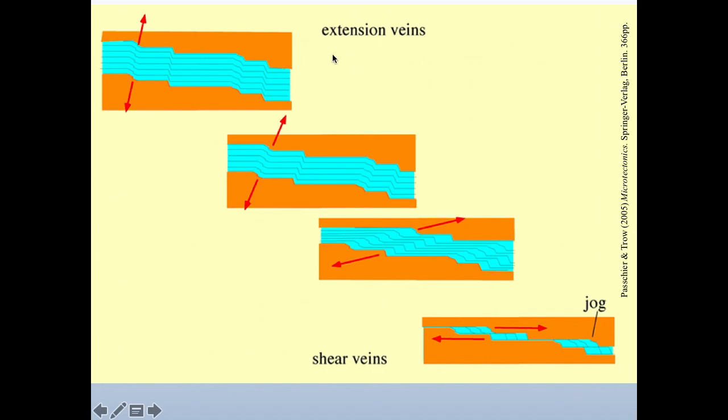So we have what we call extension veins, where it's mainly just opening. Down at the bottom, we have shear veins, where the motion is parallel to the boundaries. And then there are intermediate possibilities as well.